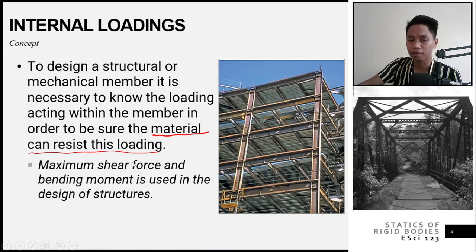Okay? One more importance. If we are going to design a structure, either steel or concrete, our concern usually is the maximum shear force and the maximum bending moment. The maximum shear force is our basis if we are going to design the stirrups. You know stirrups, right? Stirrups or ties. When you design your stirrups or ties, your basis is the shear force. If you don't know how to get the shear force, of course, you cannot design your stirrups. The same with your bending moment.